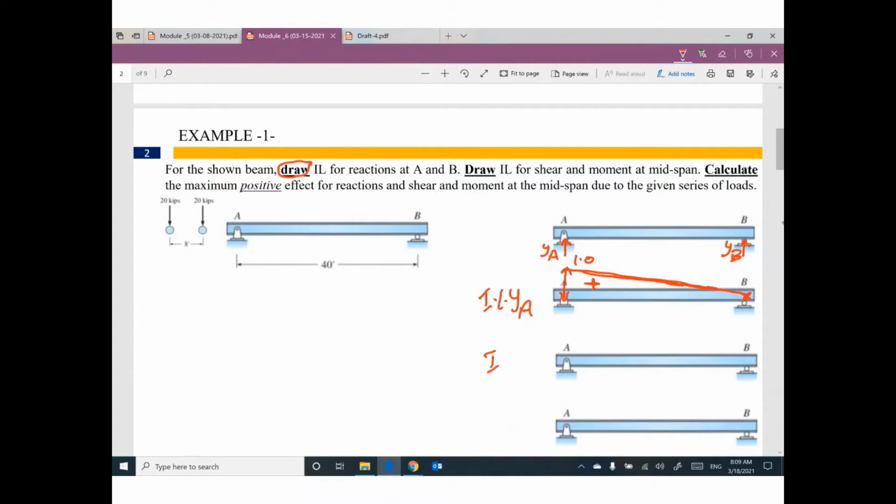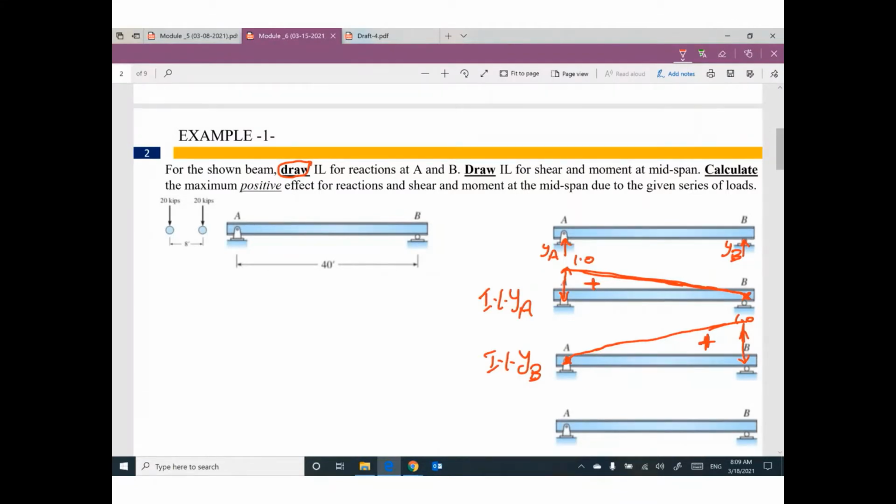Influence line for YB, push support B up by 1. Any other support will remain as it is, no movement. The new shape of this beam looks like this. Positive.